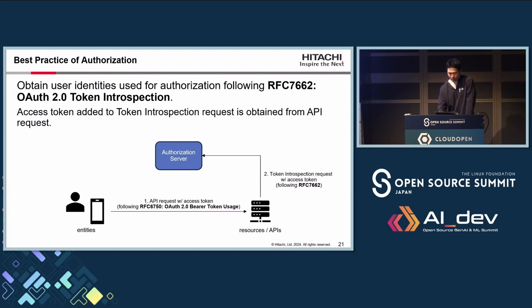Entities typically request the API with an OAuth access token following RFC 6750 OAuth 2.0 Bearer Token Usage. Then the resource server requests the token introspection endpoint with the access token, and the authorization server receives the access token and sends meta information, including the user identity. This is a typical way to obtain user identities. Note that this is a simple single resource server environment.